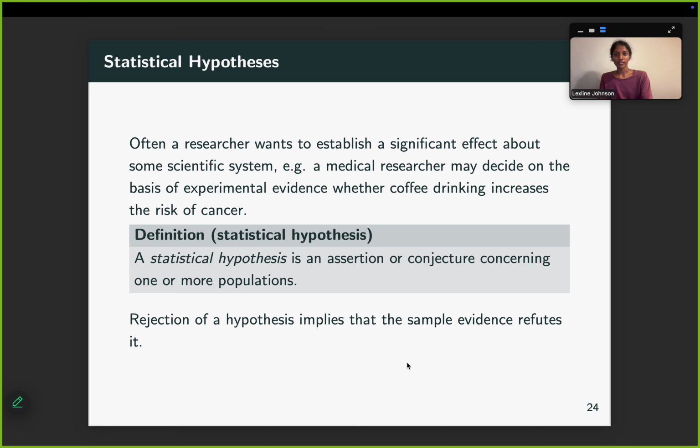So often we want to establish a significant effect about some scientific system. For example, a medical researcher may decide on the basis of experimental evidence whether drinking coffee increases the risk of cancer. So, a statistical hypothesis is an assertion or a conjecture concerning one or more populations. And so, if we reject the hypothesis, that means that we have enough evidence that refutes our hypothesis.